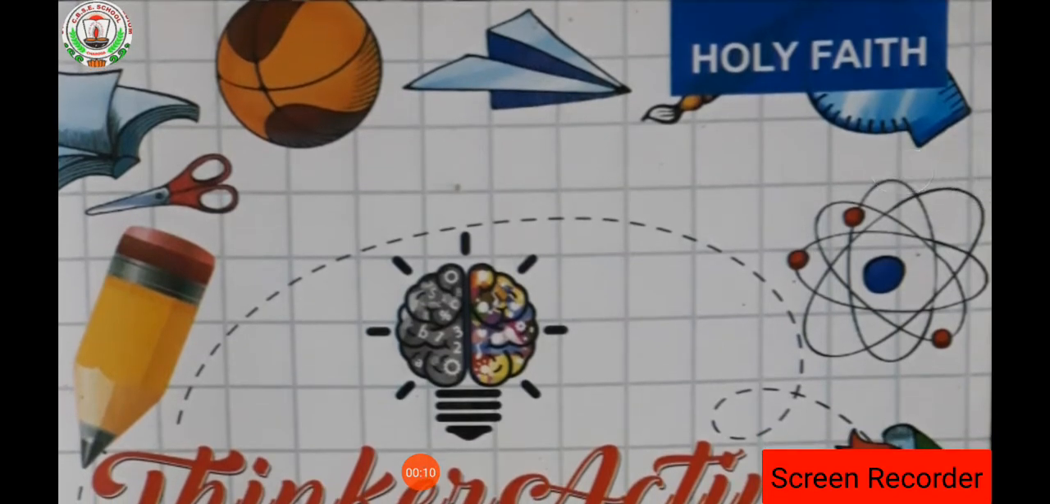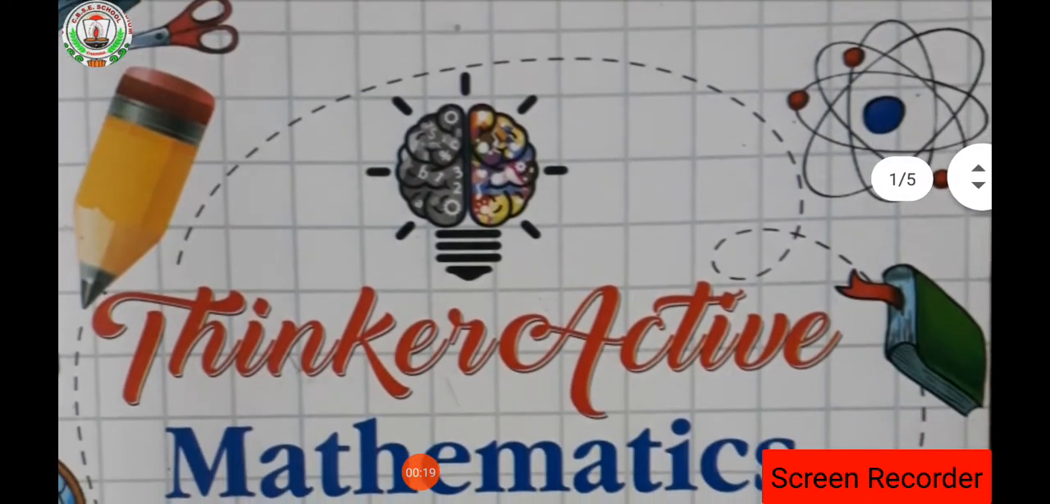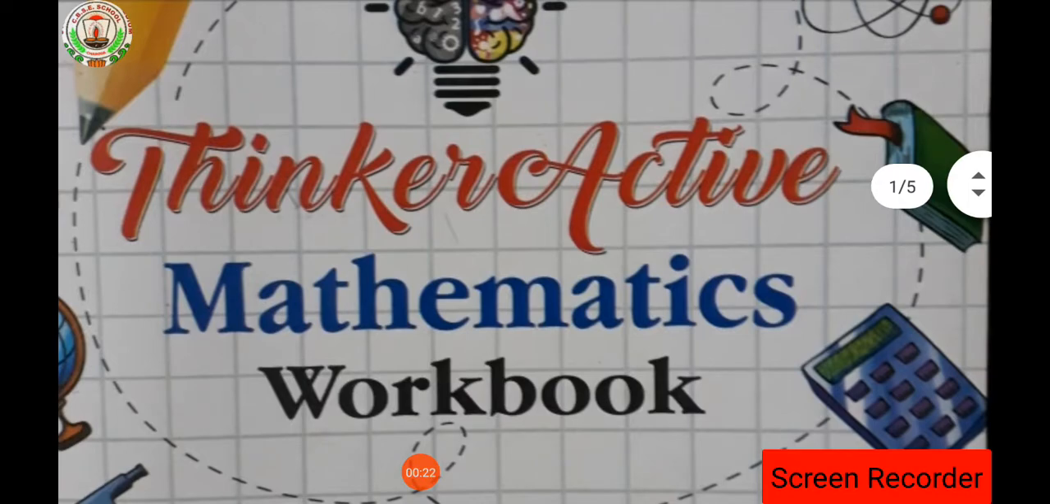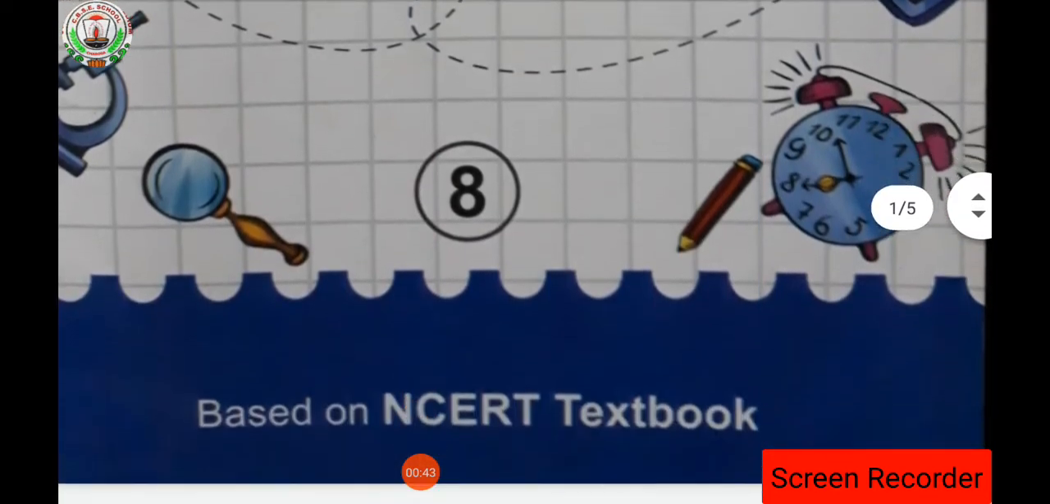Okay, this is the workbook which you people had already got while purchasing the book, isn't it? So in this book, children, we are going to see some extra questions related to the chapters. The name of the book is Thinkers Active Mathematics Workbook. As in the previous year we had the lab manual, in the same way we have a mathematics workbook here. Some extra questions are given which are related to the chapters which we had already studied. So those answers you have to write in this book.